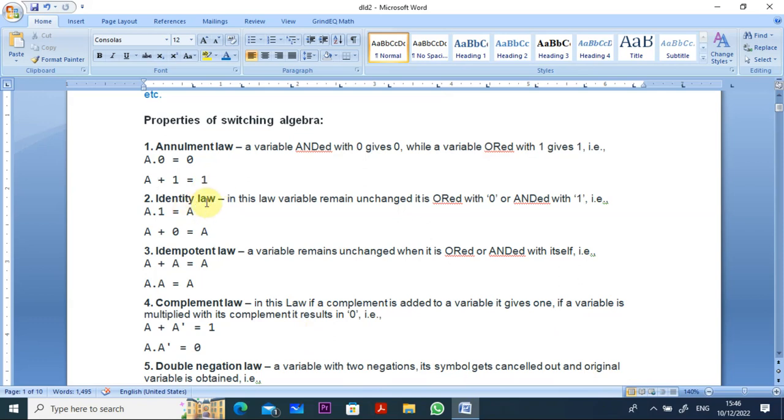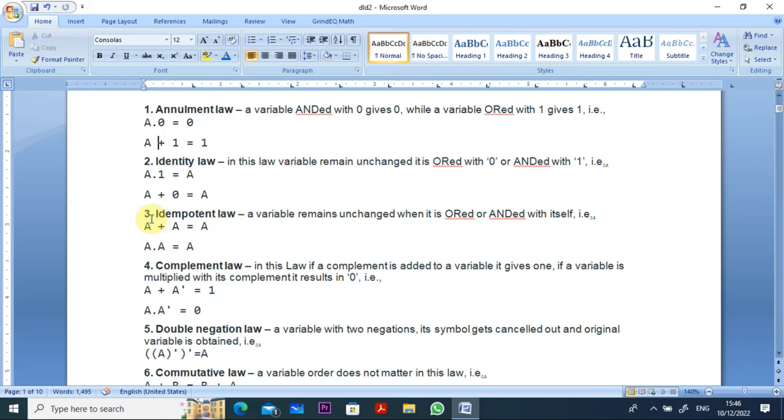Then we go for the identity law. In the identity law, we are using the OR value with 0. That means A plus 0 becomes A, and the ANDed value with 1, A into 1, also becomes A. A plus 0 is equal to A, and A into 1 is also equal to A.